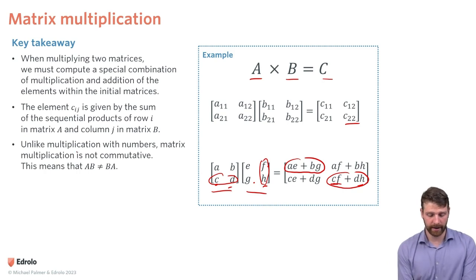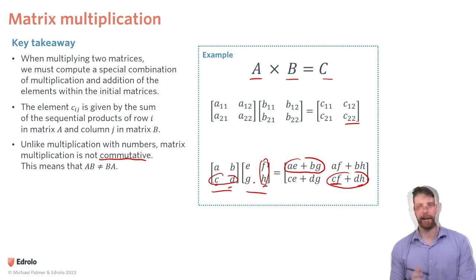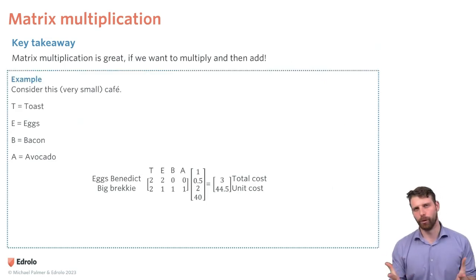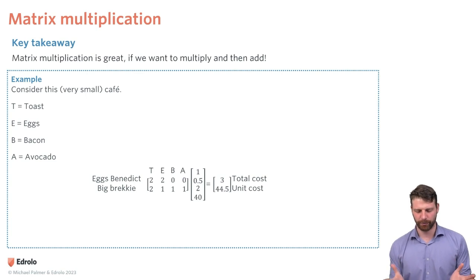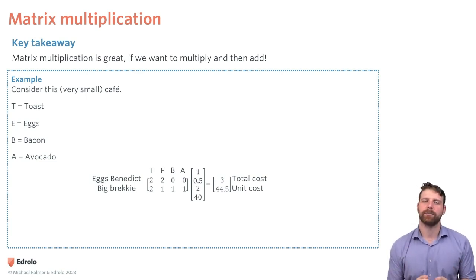Again, we said in the last slide, unlike multiplication with numbers, matrix multiplication is not commutative. This means that AB is not BA. Okay, let's look at a real example. It's normal if you have done matrix multiplication, learned how to do it, sort of done what teacher said, and then not really understood why we want to multiply in this way. Matrix multiplication is really great if we want to multiply and then add.